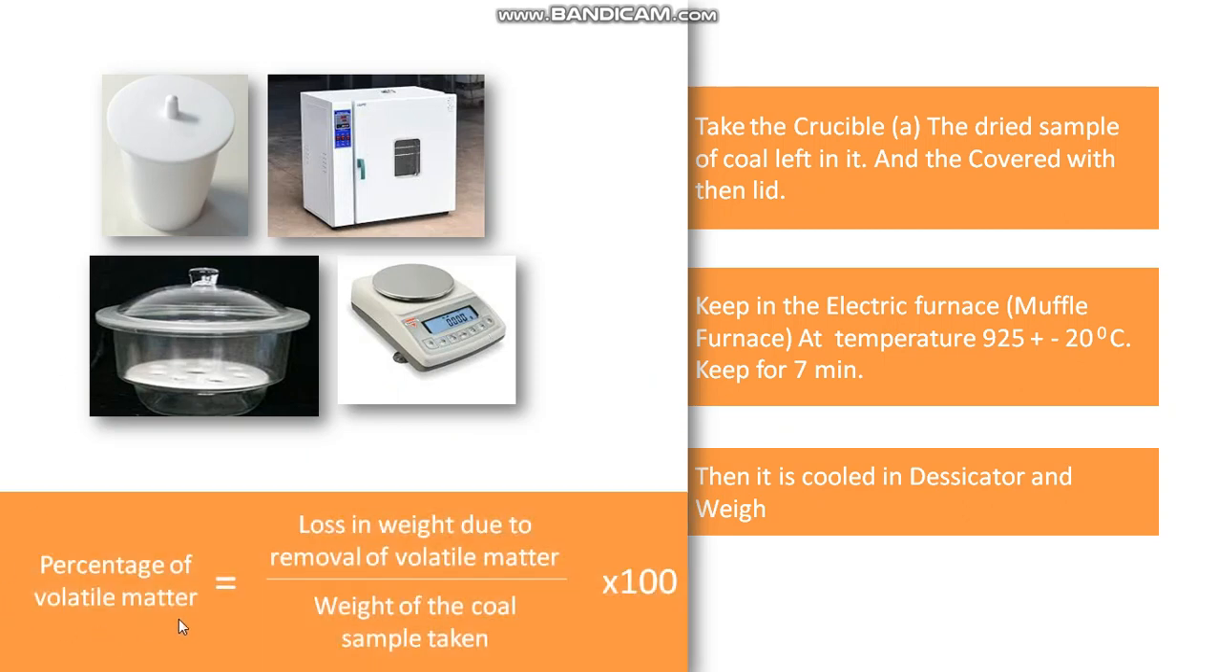So the percentage of volatile matter is loss in weight due to removal of the volatile matter upon weight of the coal sample taken into 100. So weight of the coal sample is 1 gram.